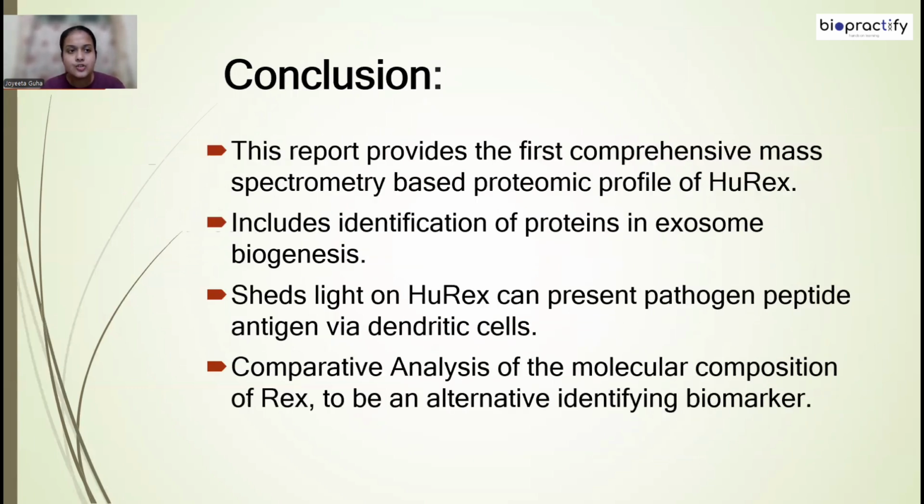So the conclusion which we draw from these are, the report provides the first comprehensive mass spectrometry-based proteomic profile of the human reticulocyte-derived exosomes. It includes identification of proteins in exosome biogenesis. It sheds light that Hurex can present pathogen peptide antigen via dendritic cells. And comparative analysis of the molecular composition of Hurex signifies that it can be used as an alternative identifying biomarker.